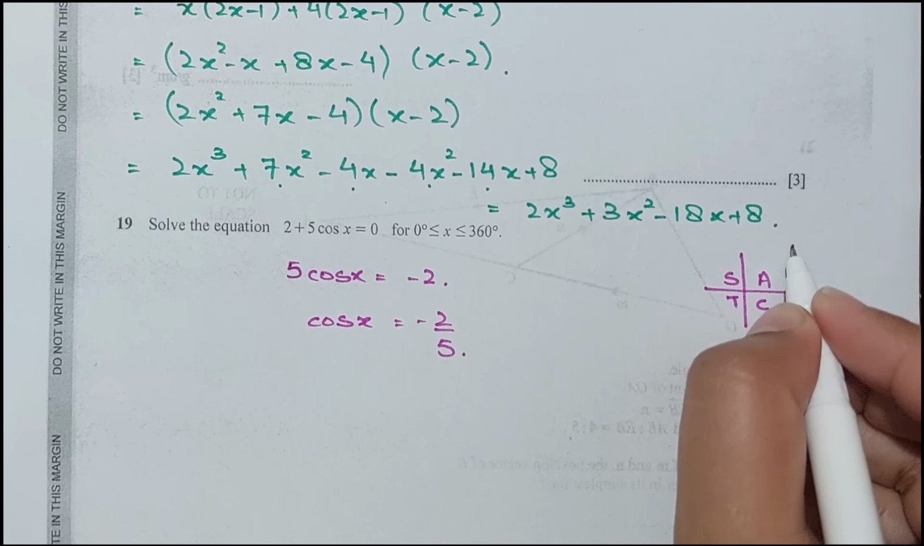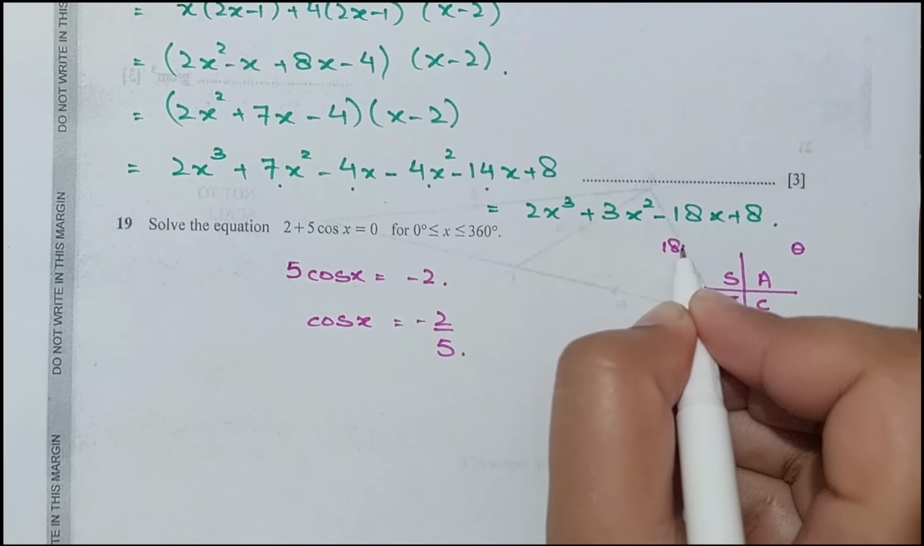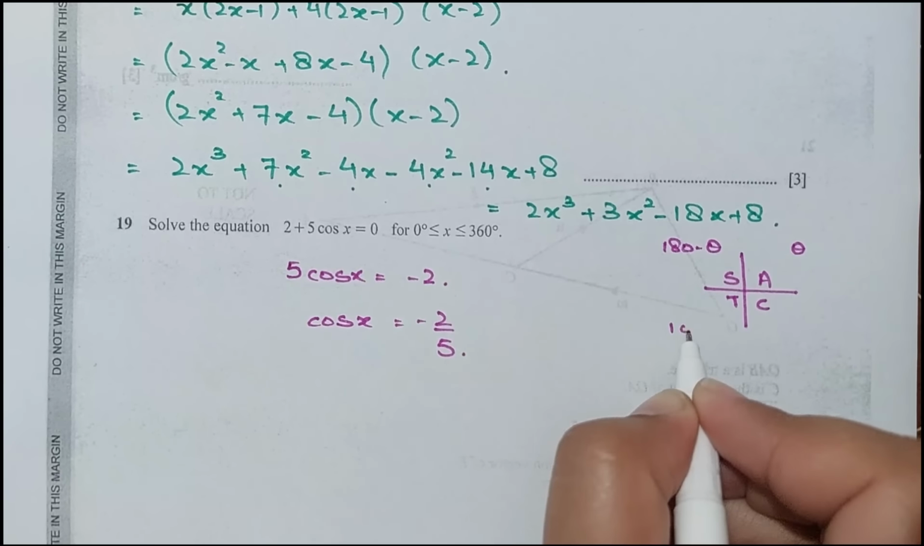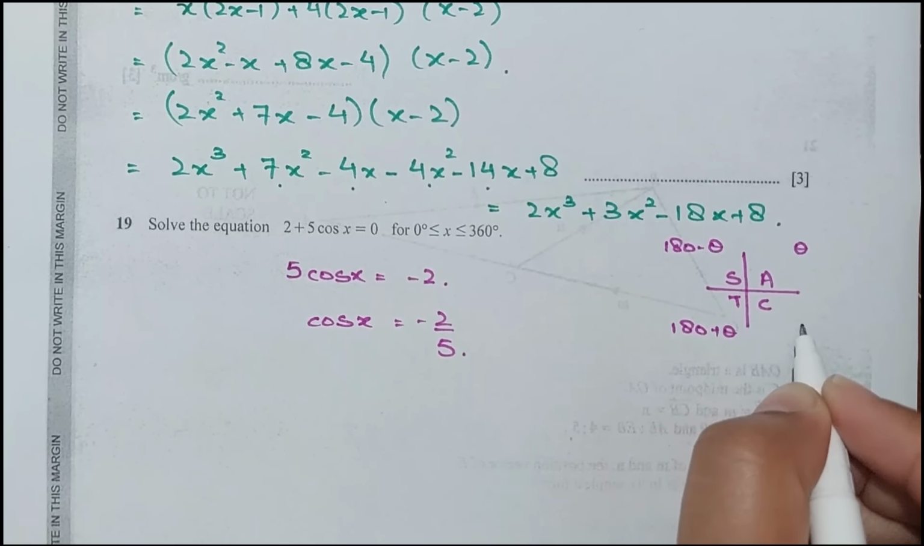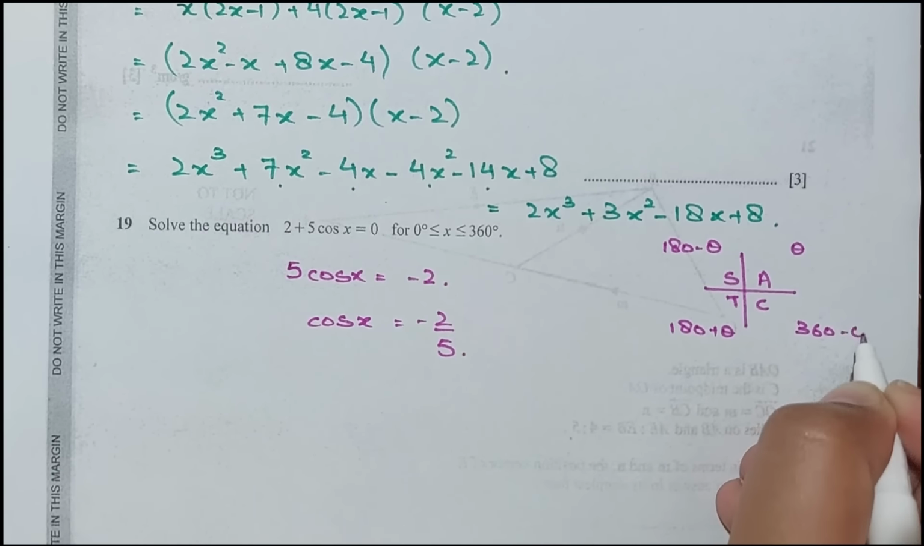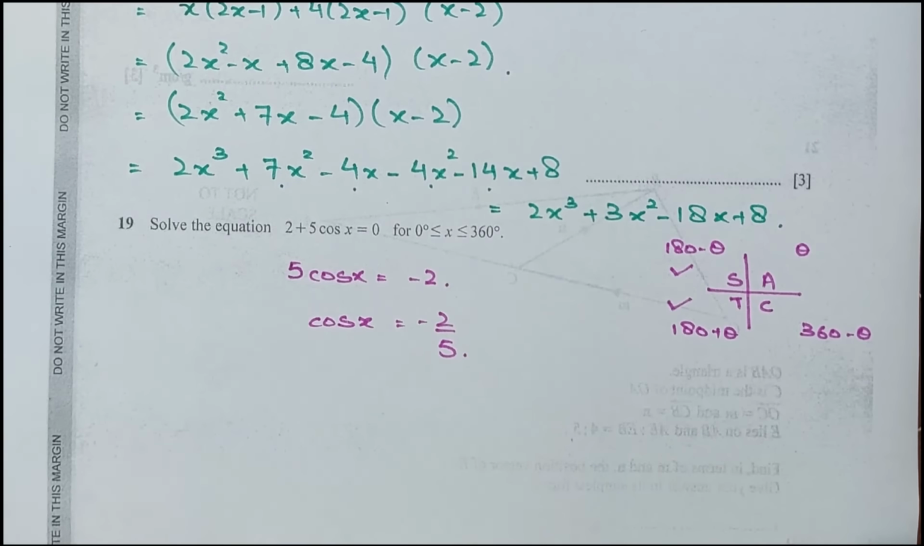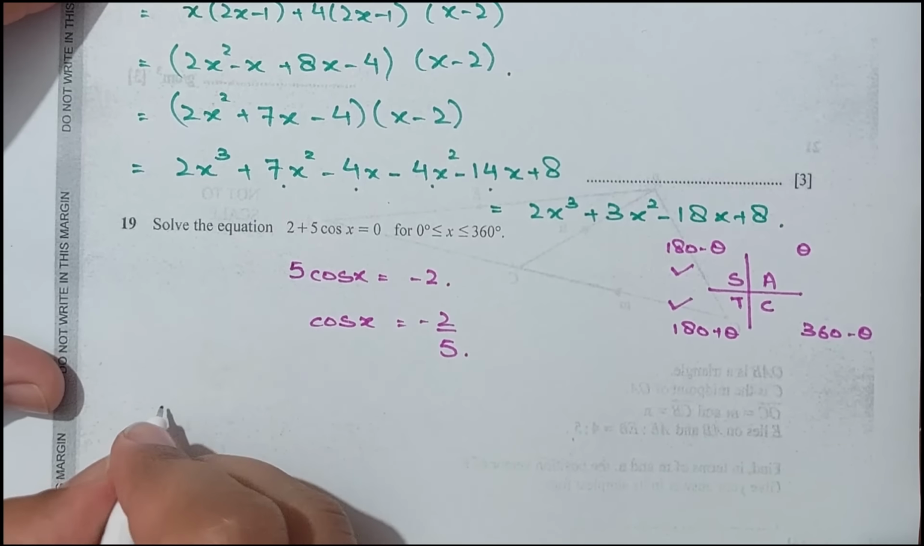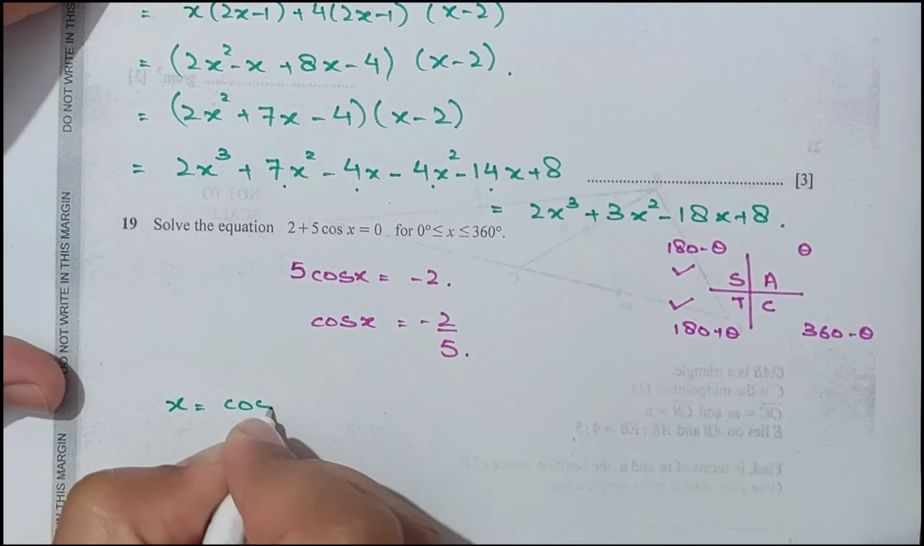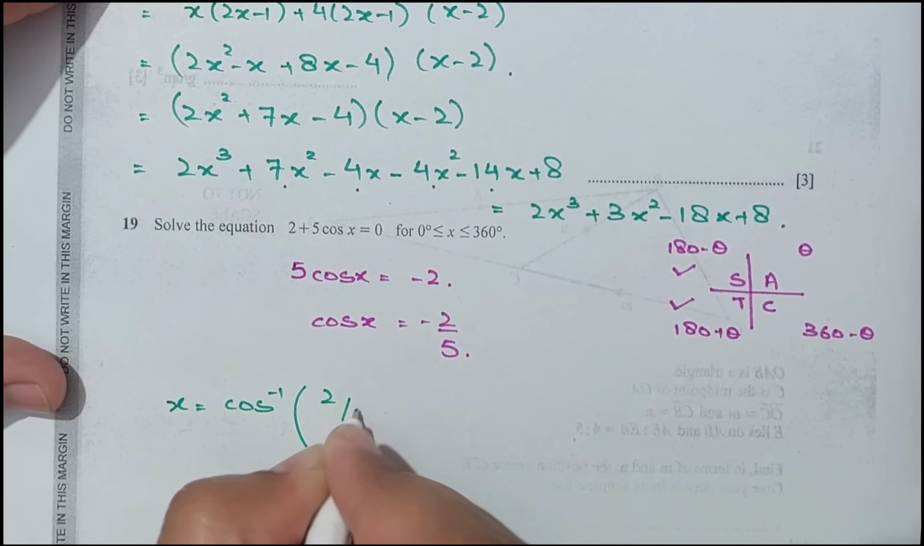Here we use theta. Here we use 180 minus theta. Here we use 180 plus theta. Here we use 360 minus theta. So cos is negative in these two quadrants, second and third quadrant. So let me solve for x. x would be equal to cos inverse of 2 by 5.